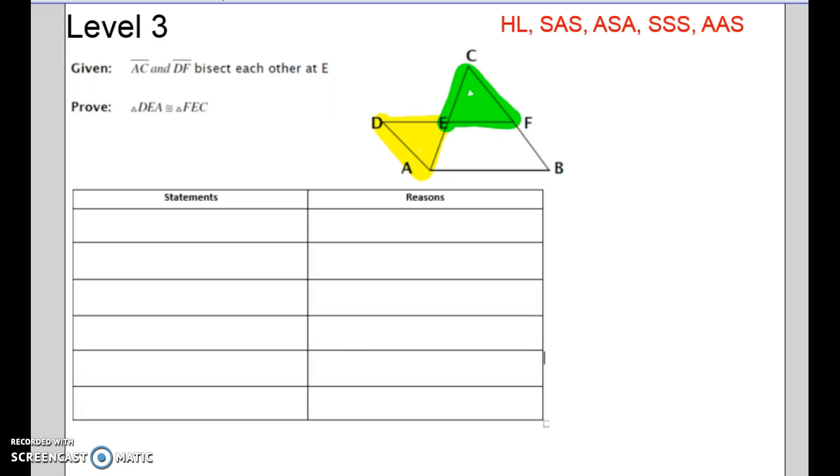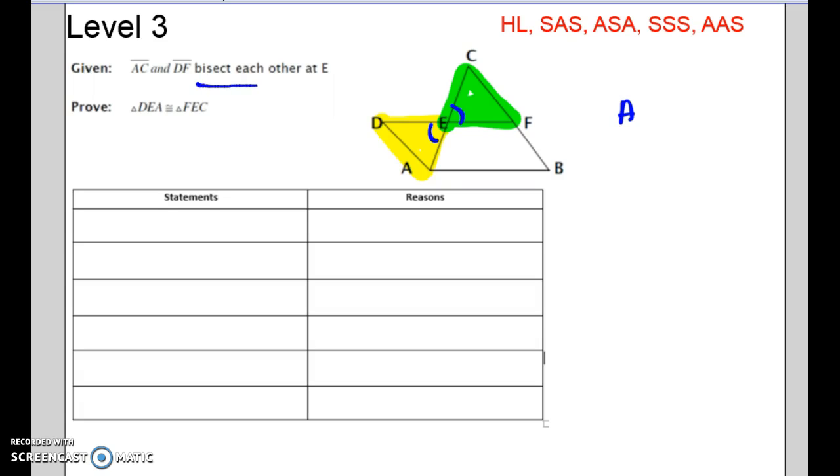So I'm looking at that. And I do see that I've got some angles that are vertical. I have vertical angles in here. So I have an angle. And then what else do I have? I don't have any other angles congruent. Do I have sides? So let's look at what this says.